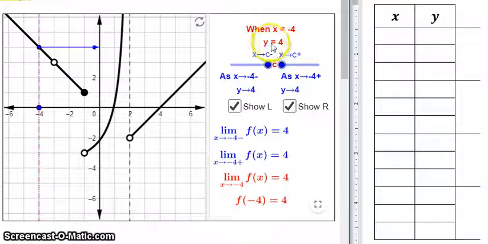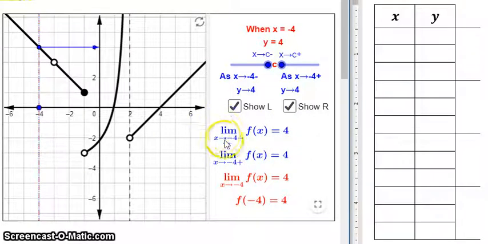Its value is y equals 4. As we approached -4 from the left side and the right side, our y values also approached 4. And that's indicated by this limit notation down here.